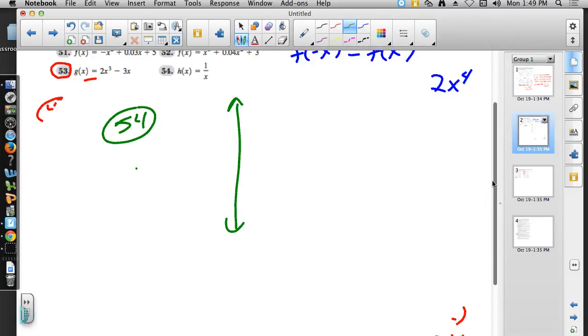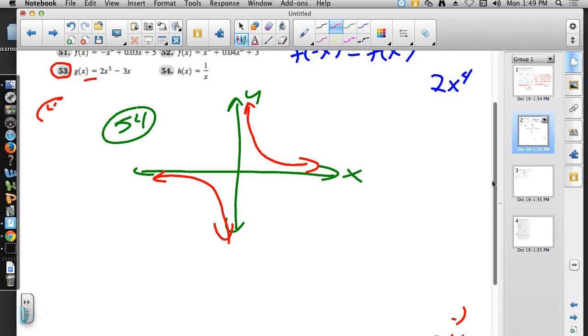54 is our parent function for hyperbolas. And it looks like so. And so at this point, I'm hoping you're looking at that and thinking, well, it's not even. I mean, it's not going to reflect over the y-axis, but it sure does look odd, which means we're reflecting that over the origin there. You can think of it as a turn, too. It'll work either way, 180-degree turn.